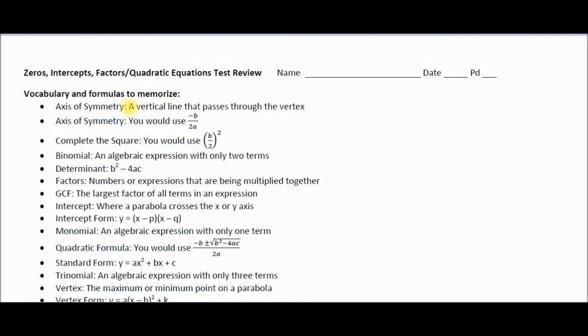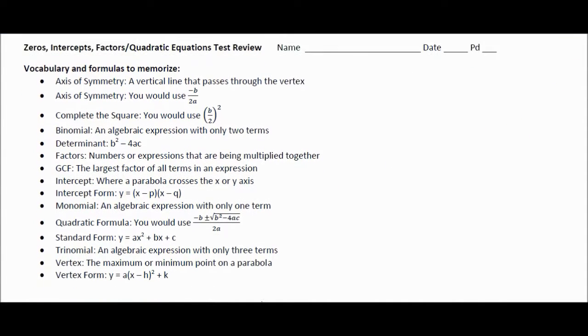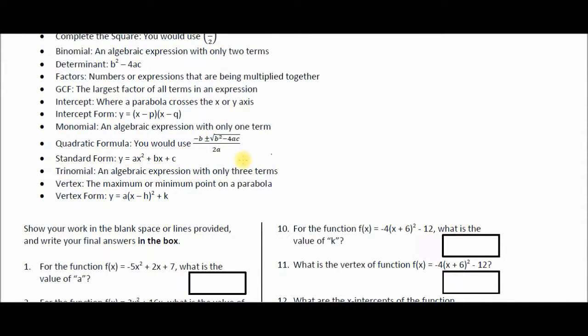On this version, I changed this to colons, but take a look at determinant. You'll see a dash right there. Cross that out. The determinant is b squared minus 4ac, not negative b squared minus 4ac. And the same with intercept form. Get rid of that dash so it doesn't look like a negative y. For standard form, get rid of that dash so it doesn't look like a negative y. And then vertex form, get rid of that dash as well.